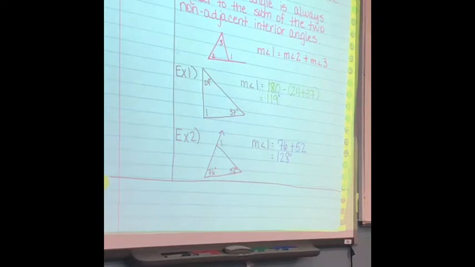But what if they put some triangles together? Because that's what they like to do. They like to combine some things and make it a little more strategizing here.